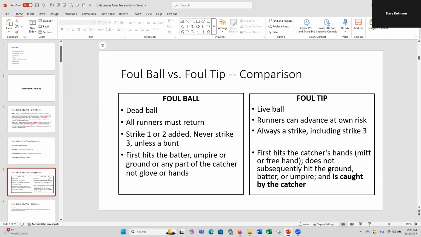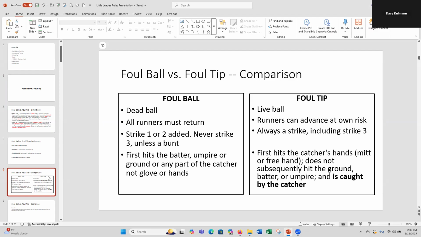So on a foul ball, if it first hits the batter, umpire, or ground, or any other part of the catcher, not gloves or hands. So if it hits any part of the catcher that's not their glove or either one of their hands, it's a foul ball. If it hits the batter, umpire, or ground, foul ball. Foul tip, it has to first hit the catcher's hand. So remember the definition said catcher's hands. So that's their mitt, catcher's mitt, or their free hand. If it hits their free hand, the foul tip is still potentially in play.